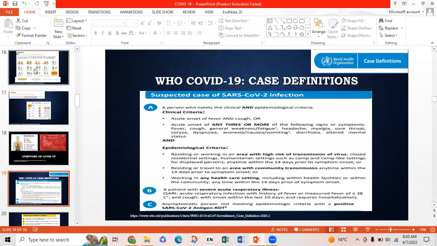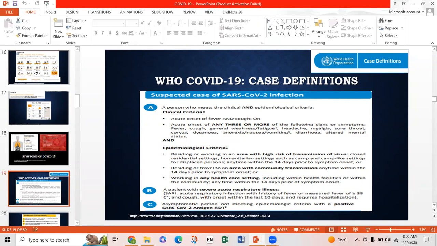According to WHO, a COVID-19 case definition is a person who meets the clinical and epidemiological criteria. The clinical criteria are acute onset of fever and cough, or acute onset of any three or more of the following signs or symptoms: fever, cough, general weakness, fatigue, headache, myalgia, sore throat, coryza, dyspnea, anorexia, nausea, vomiting, diarrhea, and altered mental status.